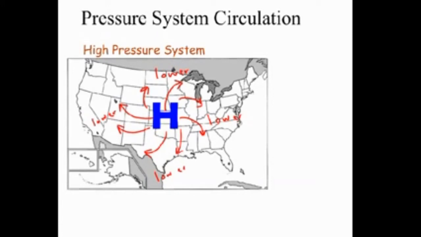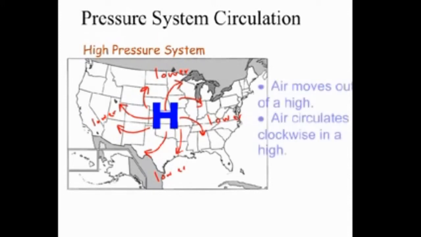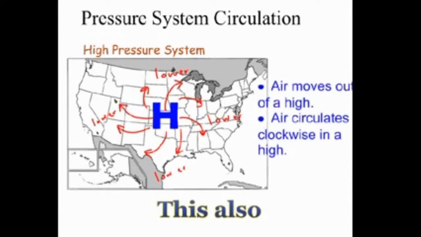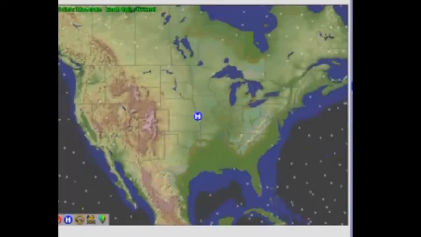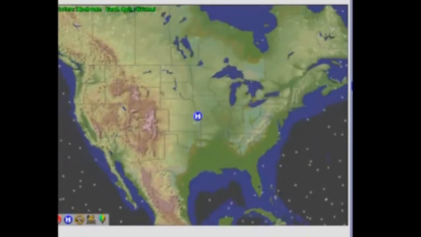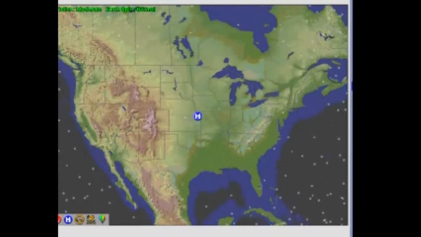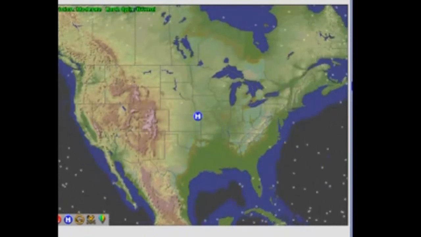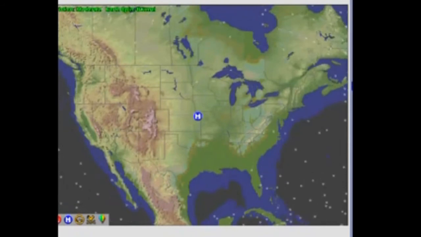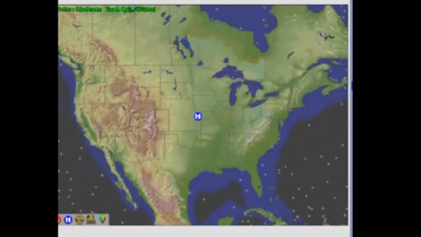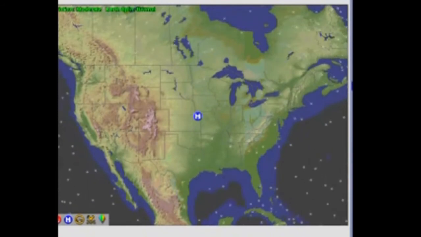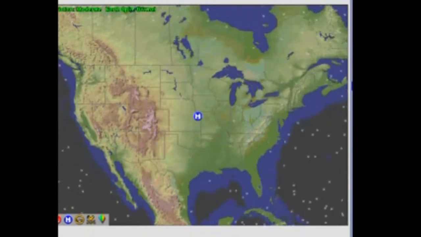And now, instead of air moving in, we have air that's moving away from a high, out of a high. We see a different circulation. We see clockwise circulation. So in a high pressure system, the air is moving out of the high and the air is circulating clockwise in a high. So it's the exact opposite of what we saw of the low. And we see the same thing in our bubble map, that the winds are circulating clockwise, and those bubbles are moving away or out of the high pressure. So air moves into a low, but out of a high.